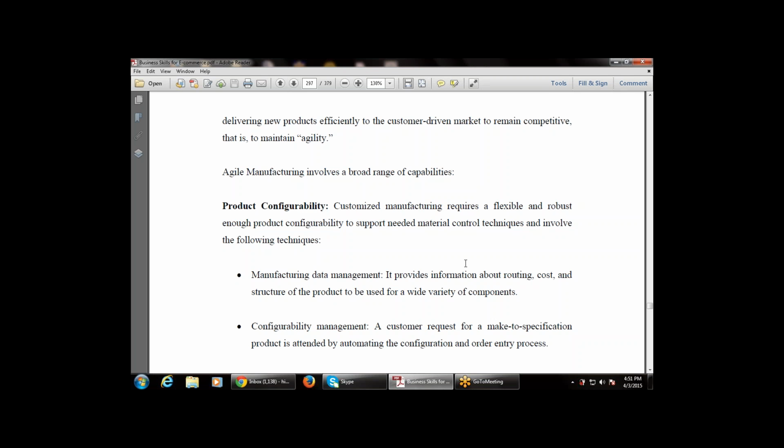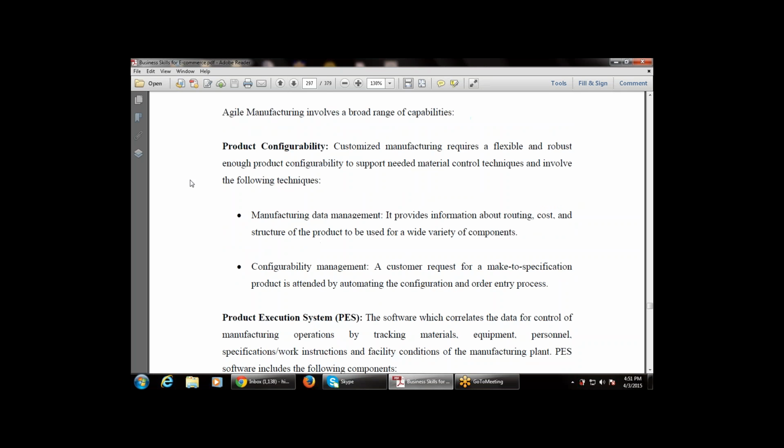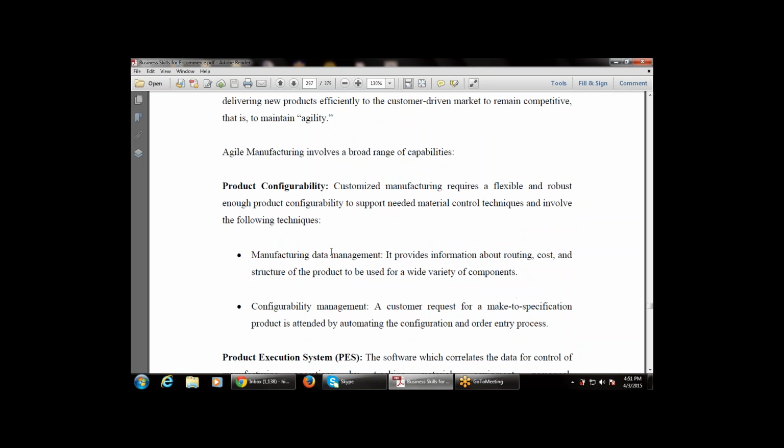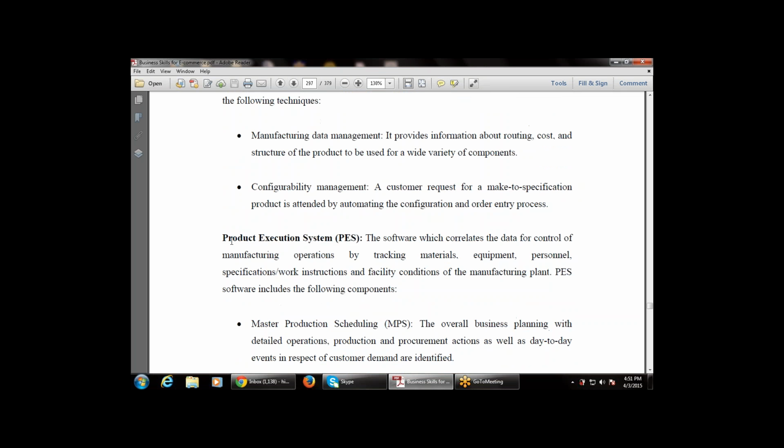Then configure management, where a customer request for a make-to-specification product is attended to by automating the configuration and the order entry process. Next capability of agile manufacturing is PES, that is the product execution system.